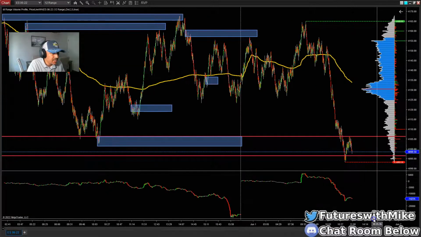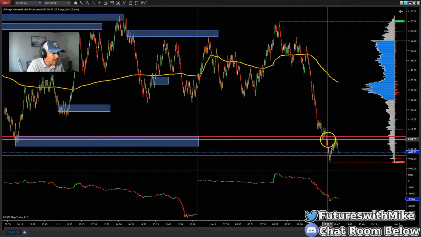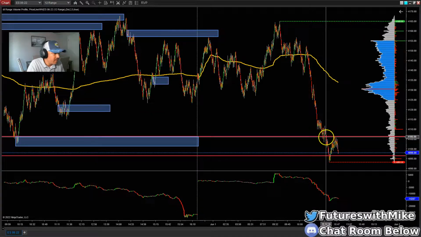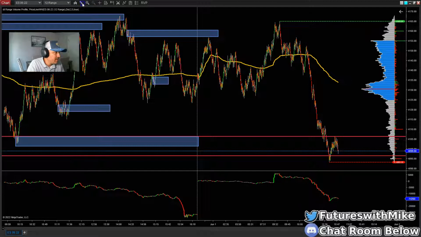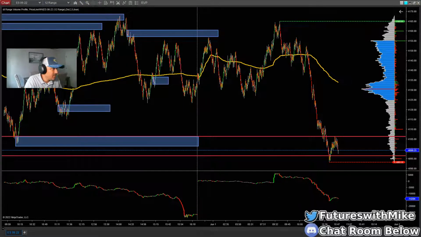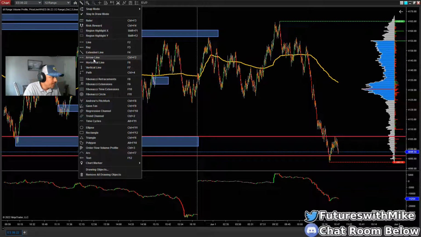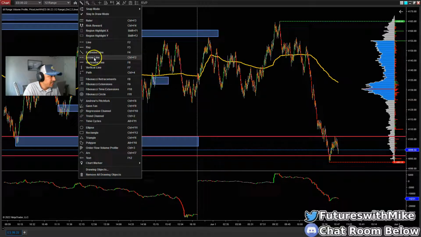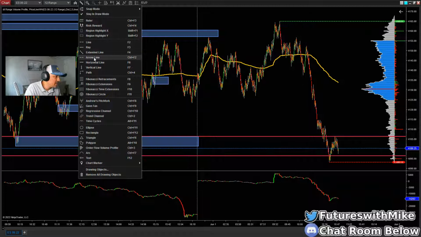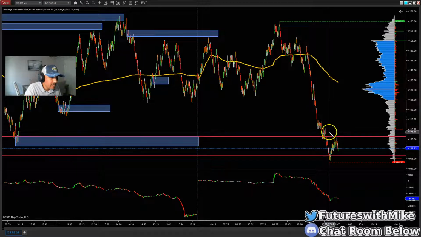All right, so that's rejection on a pullback to this area right here, which is a small area of supply sitting right here. Okay, we'll move this out the way. Like I said, I don't have too much time to trade today, guys, so I'm trying to take a couple quick trades here. So that's another eight ticks right there. So I'm up 20 ticks right now. So I was gonna show you this area right here.